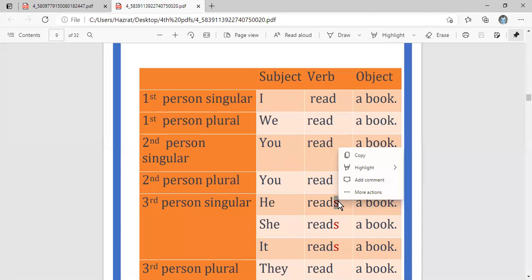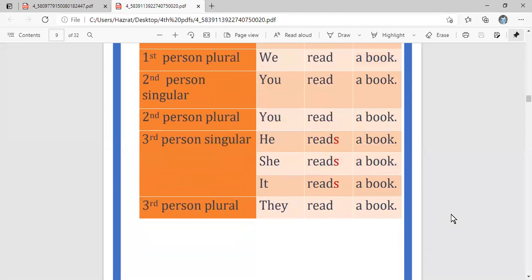So that was the thing, boys. And now we are coming to the third person. The third person is: they read a book. They do not read a book. Do they read a book? So remember, guys, there is no use of any S.